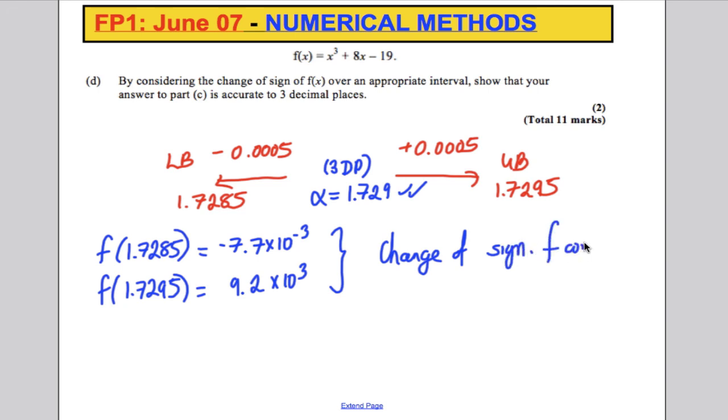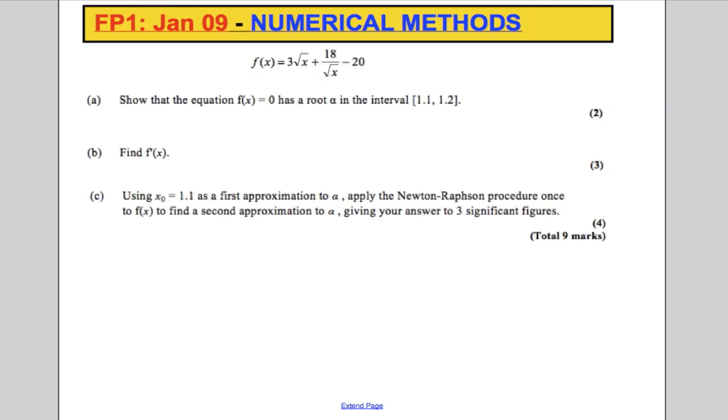f continuous, therefore alpha is the correct root to 3dp. Okay, because that number and that number to 3dp using upper bounds round to this, so that must be the right answer. Right, next question.